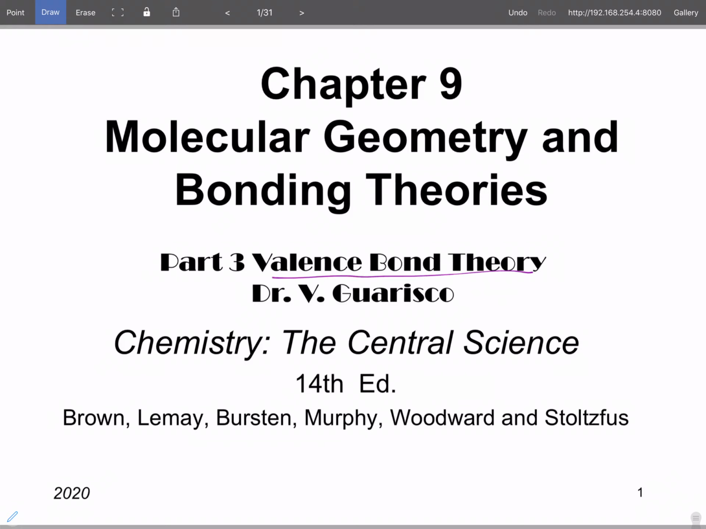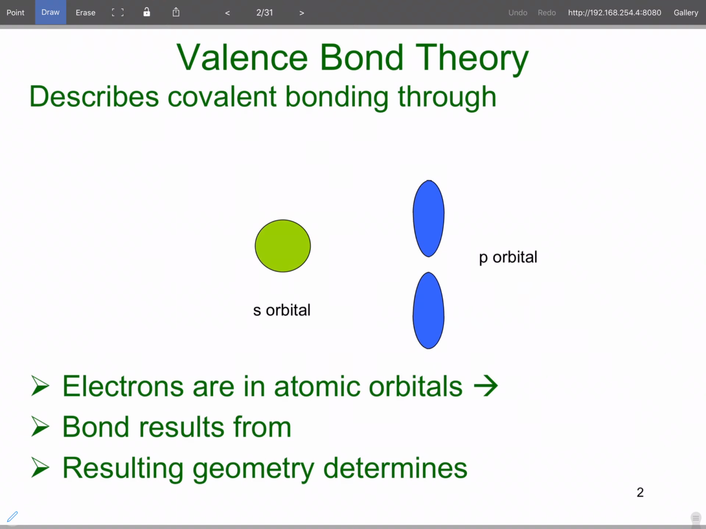Second theory that has to do with bonding. The first one was VSEPR, valence shell electron-pair repulsion theory, where the electron shells repel each other. The second one is valence bond theory. Now, valence bond theory describes covalent bonding through pairing of electrons in overlapping orbitals.